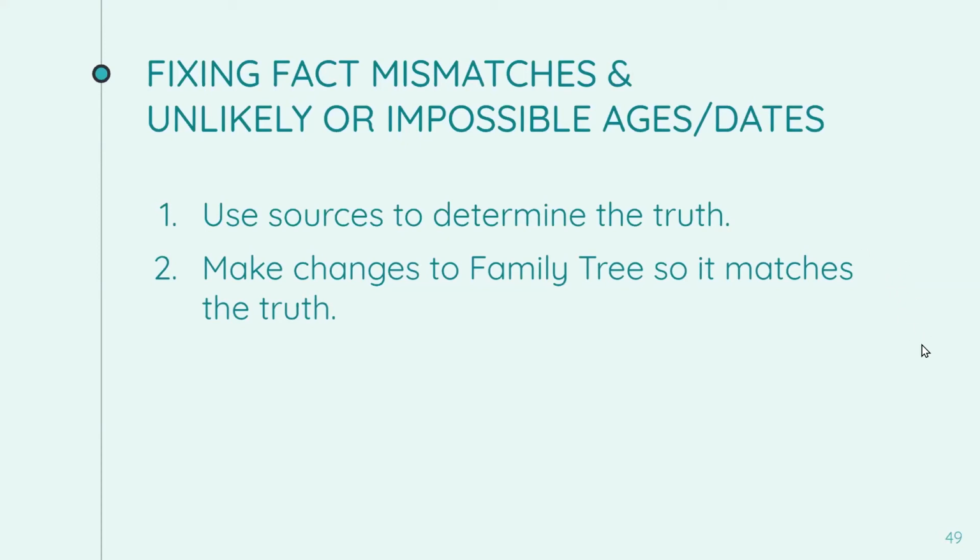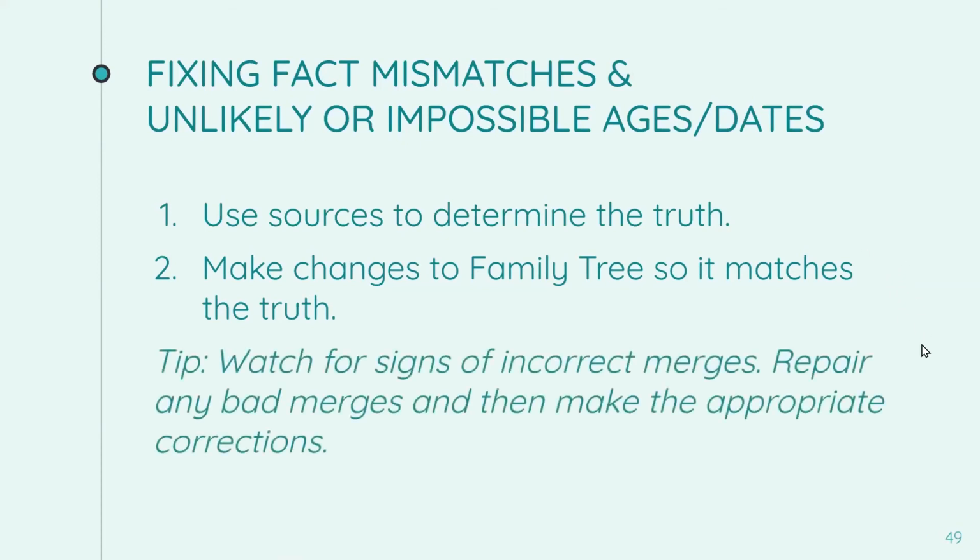And there is something else that confuses things, and that is, again, the problem of incorrect merges. So you want to look for signs of incorrect merges because they may have caused the data problems that you're looking at. And if you see that they did, then the solution is actually to repair any bad merges and then correct the dates or the places or the relationships.